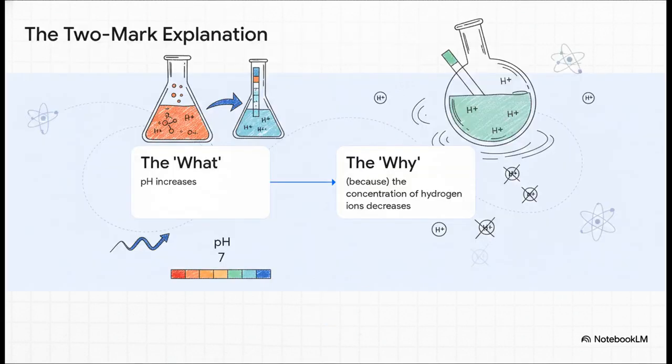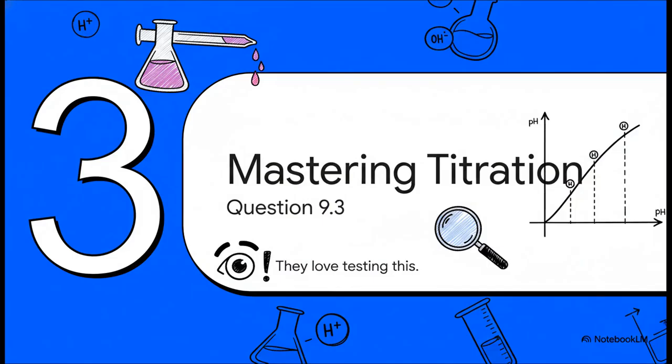And here is that perfect 2-mark answer. The first mark is for just stating the fact. pH increases, right? As you add more water, the acid gets weaker, less acidic, so its pH value moves up closer to 7. The second mark, the really important explanation part, comes from this exact phrase, "because the concentration of hydrogen ions decreases." That's the science behind it all. So it's 1 mark for the what and 1 mark for the why. Simple as that.